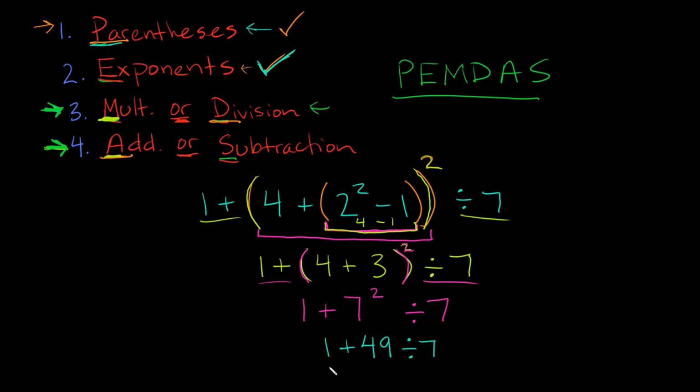Multiplication or division. Do we have multiplication or division? Yes, we have division right here. Okay, so that's what we're going to do next. So we have 49 divided by 7, which is equal to 7. Okay, so I'll bring down the rest of my problem, this 1 plus. So now we have 1 plus 7, which is equal to 8. Boom.